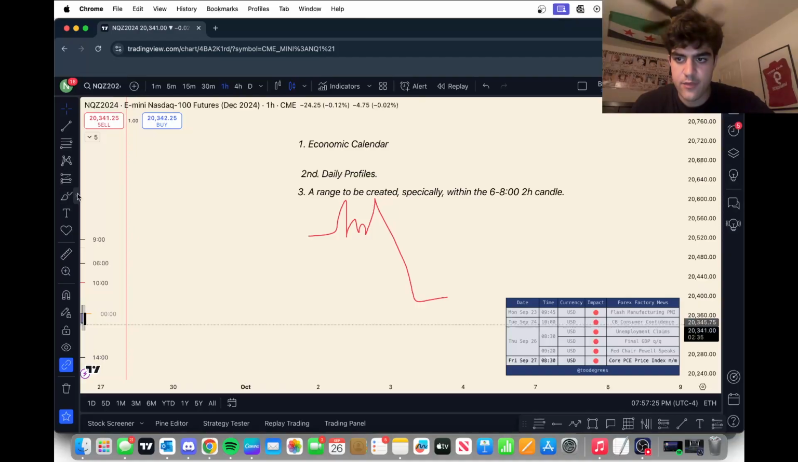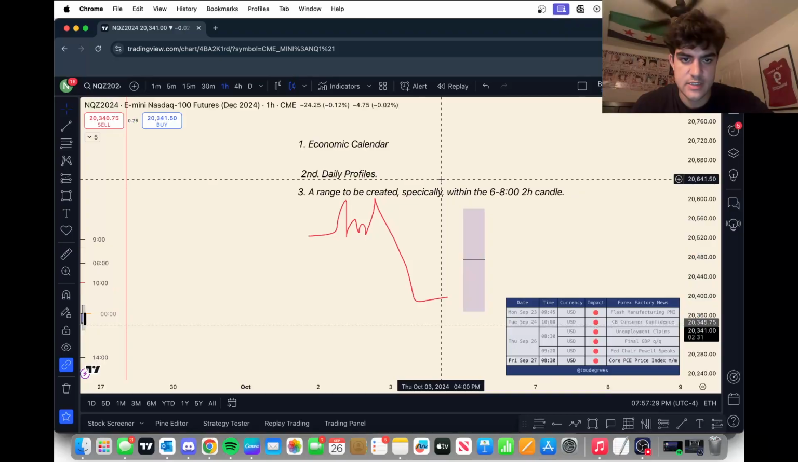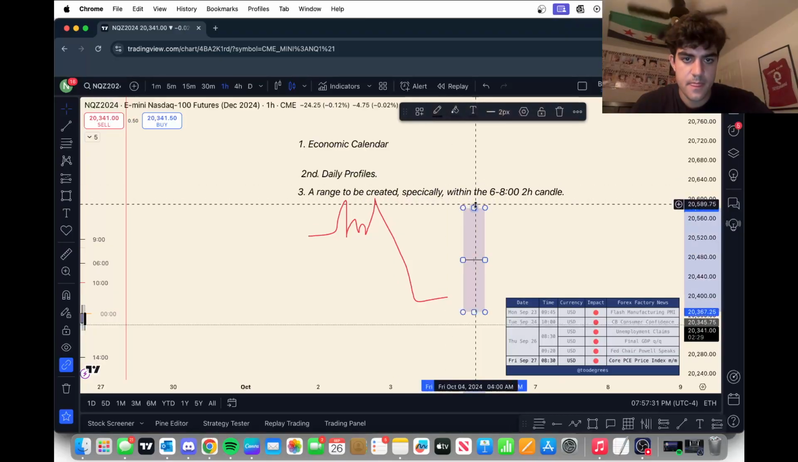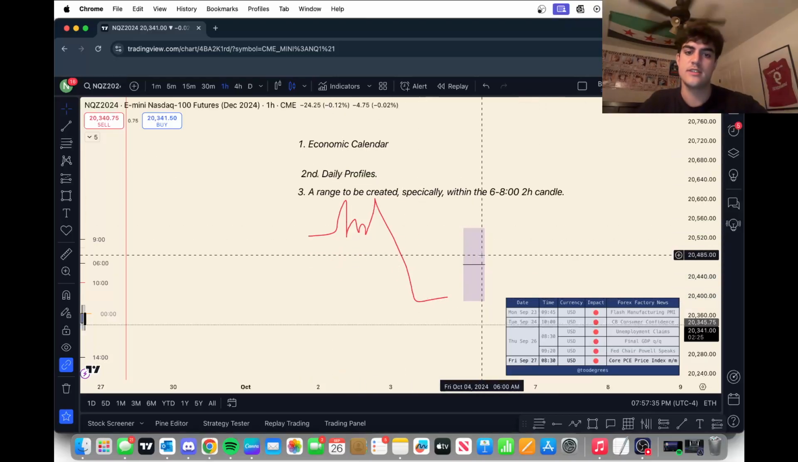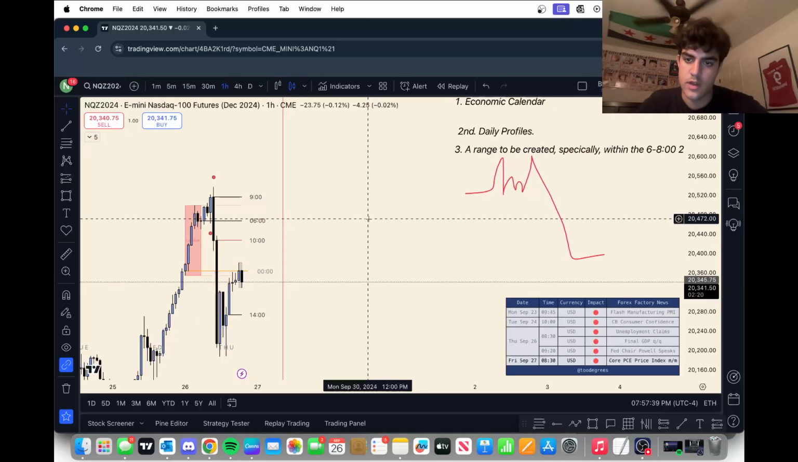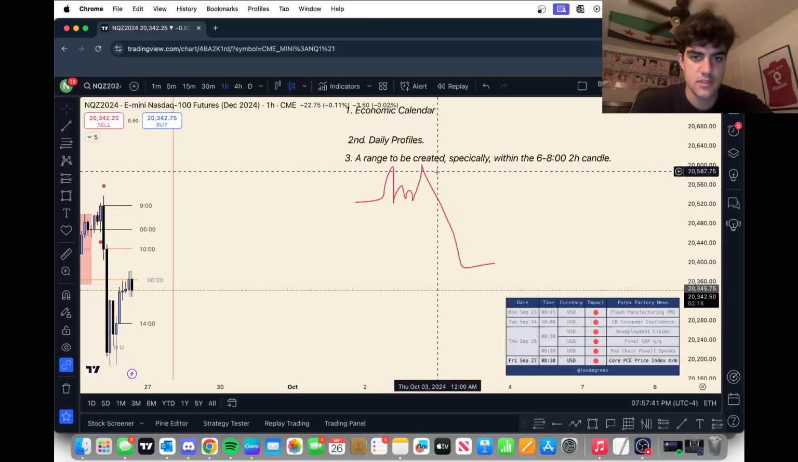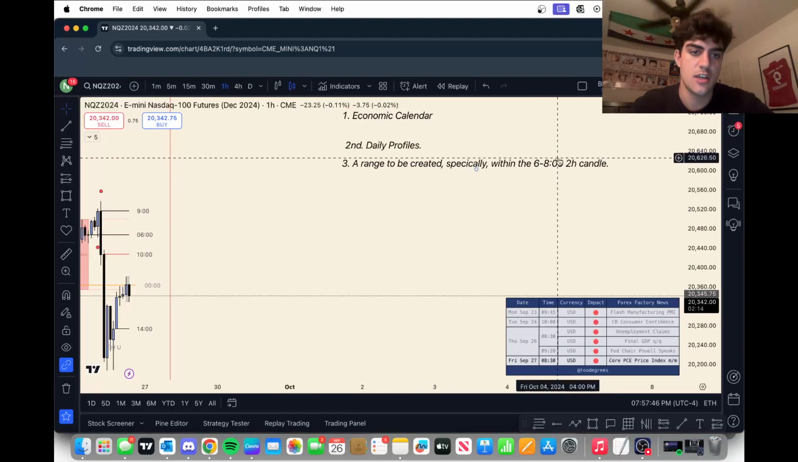So if we visualize the power of 3, we can see here, this is our open, and this is our close. It does not matter about the wicks. I don't care about the wicks. The wicks don't do much. The bodies are the ones that show us what price action really is doing. So a range to be created specifically within the 6 to 8 o'clock 2-hour candle.